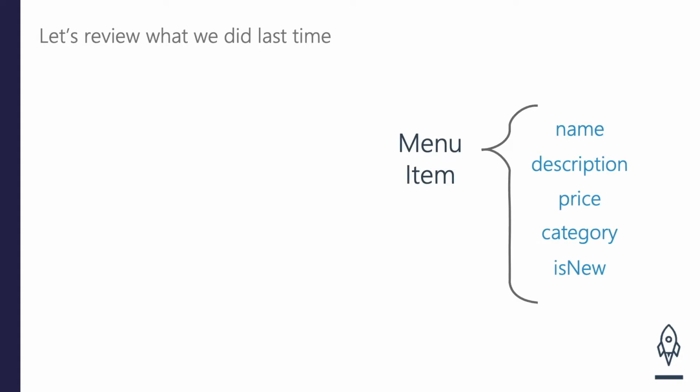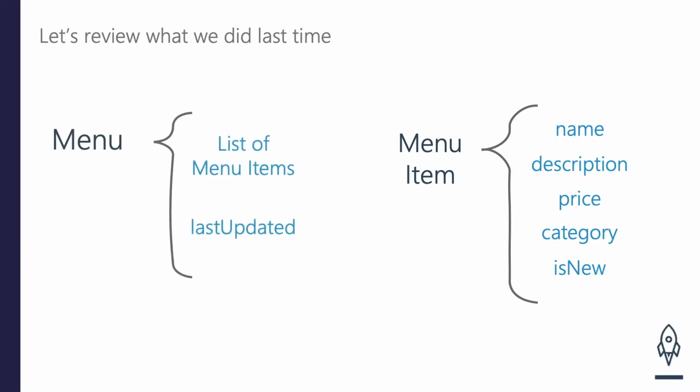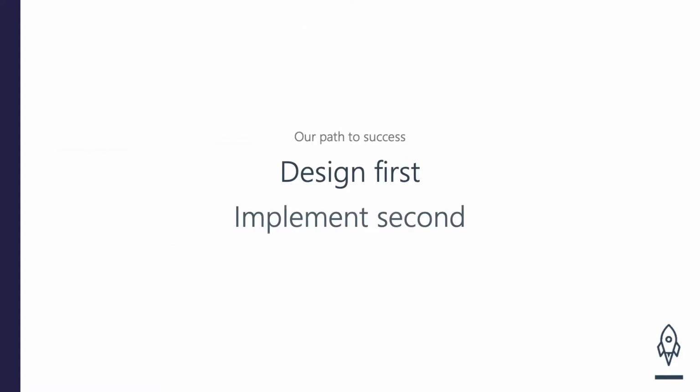Before we dive into this, let's review what we did last time. We created two classes, the first being the menu item, that had 5 different properties: name, description, price, etc., as well as another class called menu that had the list of those menu items, as well as a property called last updated.